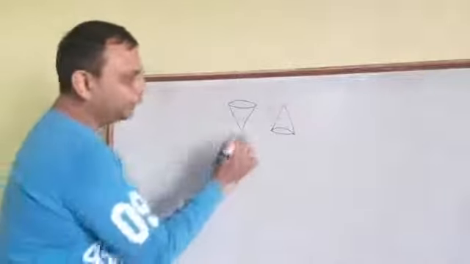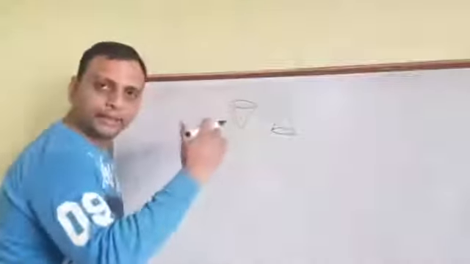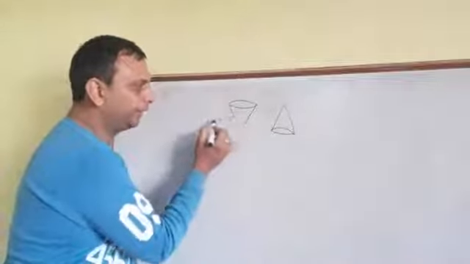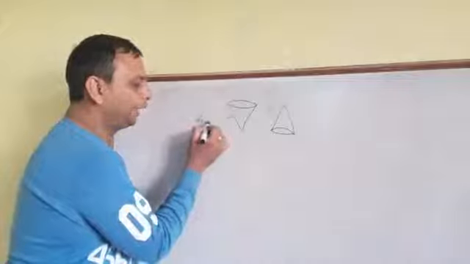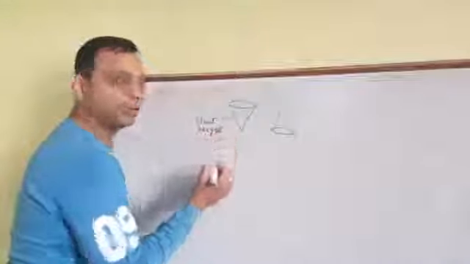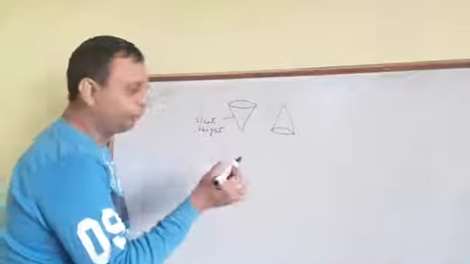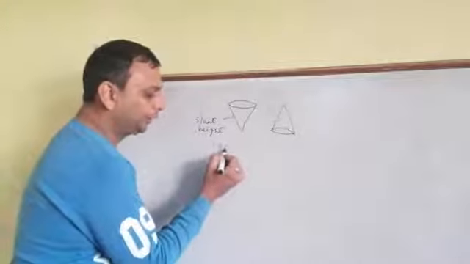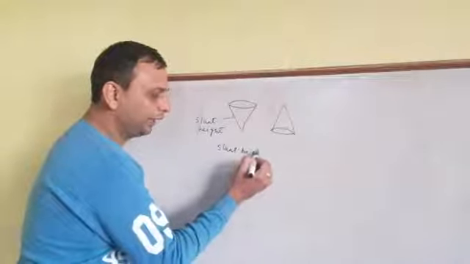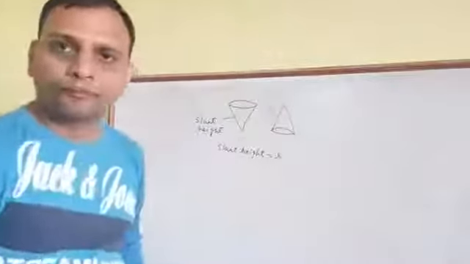But in the cone you can see this is not a straight height. It is a slanting line. This height is called the slant height. But this height is different from the other, vertical height. The slant height is denoted with the letter l, small l.